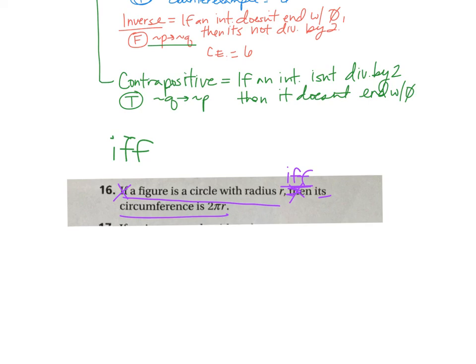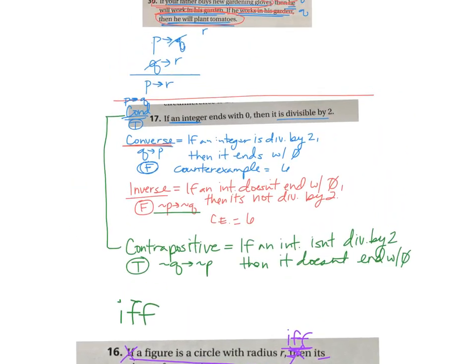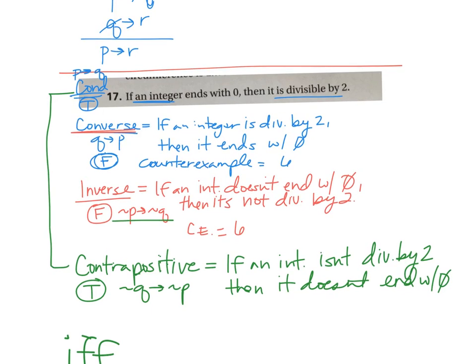If it's something that is not reversible, like go back to this example, if an integer ends with 0, then it's divisible by 2. The converse is if an integer is divisible by 2, then it ends with 0. That is not reversible, right? That converse was false. So then you just say not possible to write a biconditional. Okay, so if it is possible, write it out with the if and only if. If it's not, you say not possible.